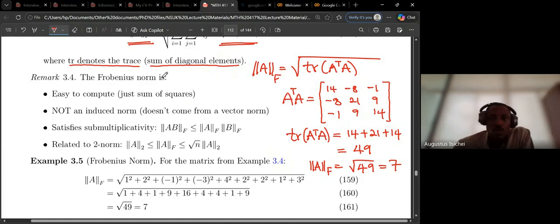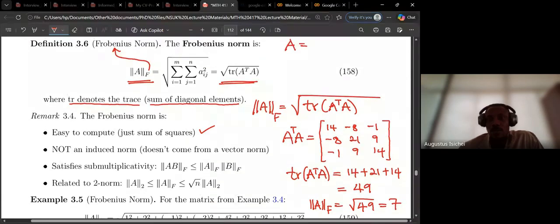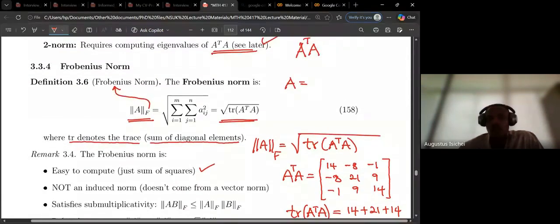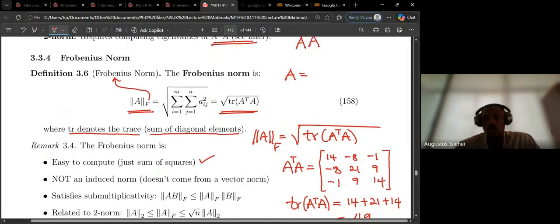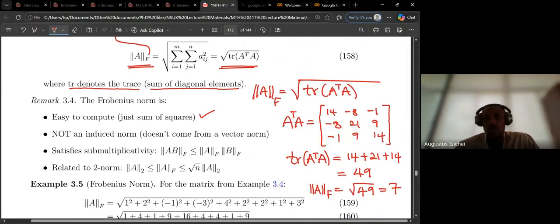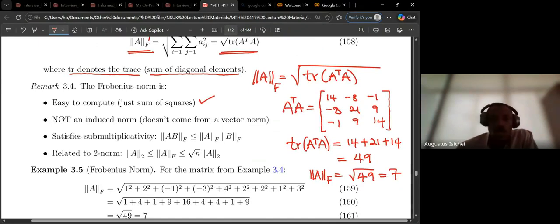The Frobenius norm is easy to compute. It is just the sum of squares. Two, not an induced norm. It doesn't come from a vector norm, so it's not induced.